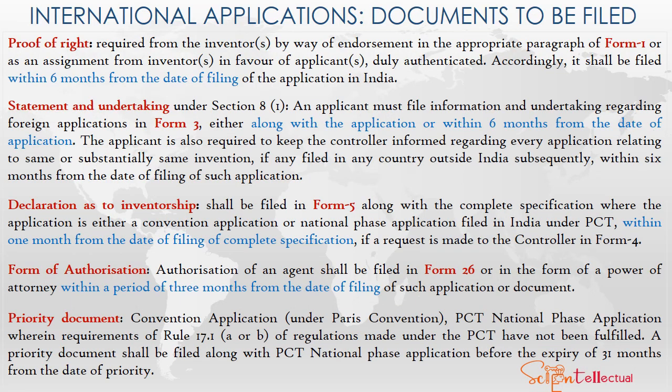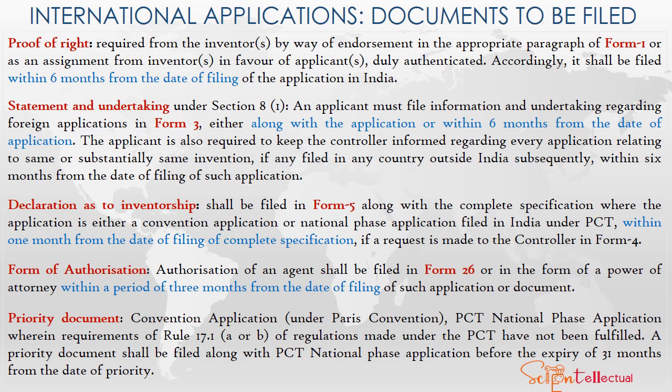What are the documents to be filed in case of international applications? Number 1. Proof of right in Form 1, along with the application or within 6 months from the date of filing the application in India. Then statement and undertaking under Section 8, along with the application or within 6 months from the date of application, in Form 3.